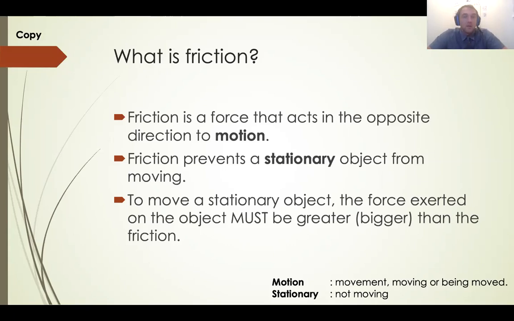That's true. To move a stationary object, the force exerted on the object must be greater or bigger than the friction. Yes, because friction moves in the opposite direction, and if that object isn't moving, the resultant force is 0. Although there are forces acting on the object, the resultant force is 0. So in order for the object to move, or for the resultant force to be greater than 0, the force applied must be bigger than the force applied by friction.